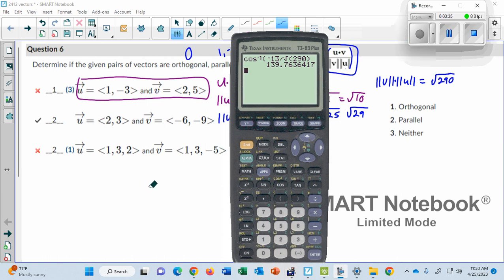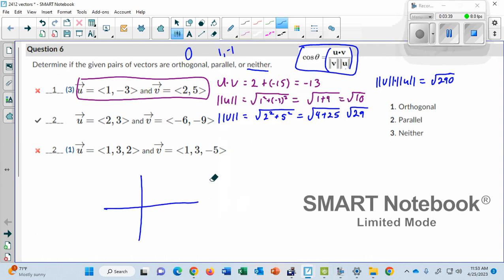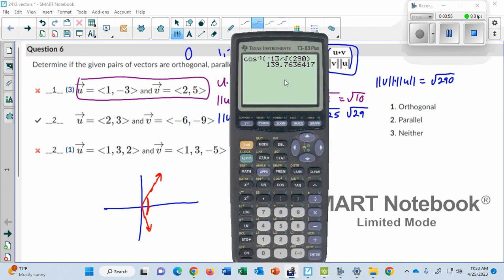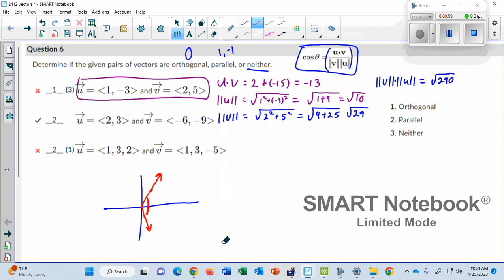I can give you a little picture real quick. This is not absolutely necessary, but just so you can see how this is working. Vector u is over 1 unit and down 3 units, so it looks like that. And the other vector is over 2 units and then up 5 units, something like that. So you can see that the angle between them is about 140 or so degrees, what I came up with right here.